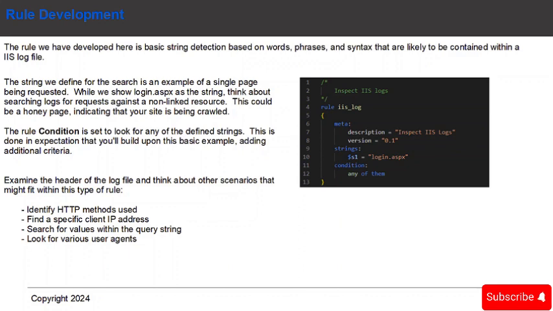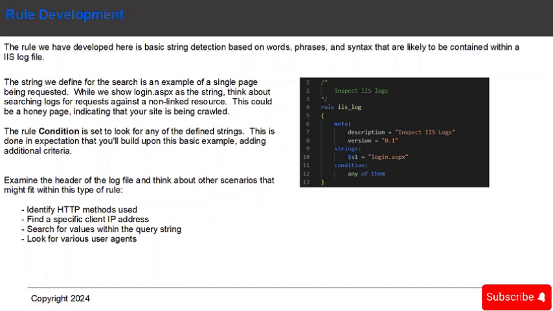So this is why you would potentially want to have a YARA rule that would search for the presence of a request against a certain page. So the condition here is set to look for any of the defined strings. We only have one in this example, but the thought is that you would add to this. This would be a setup for you, a starting point, and then you would add more pages to be searched and triggered upon.